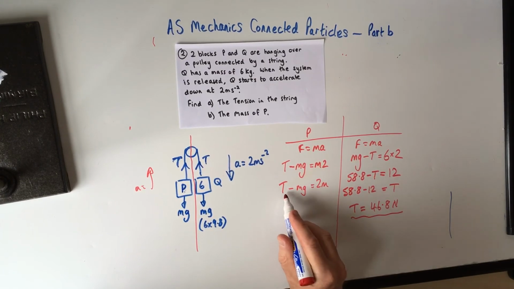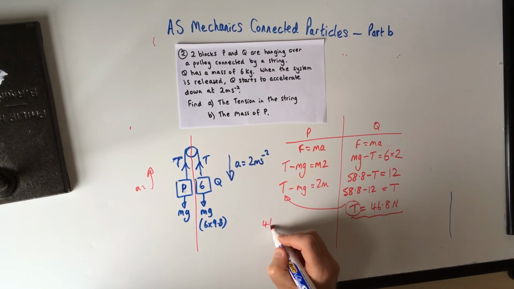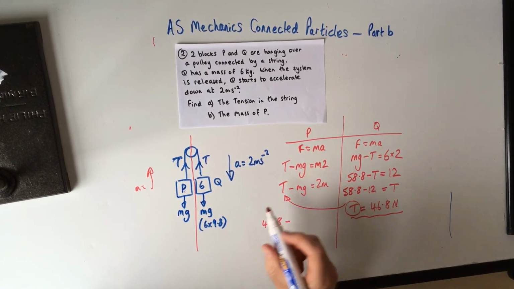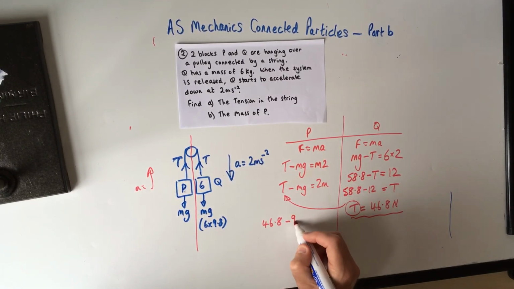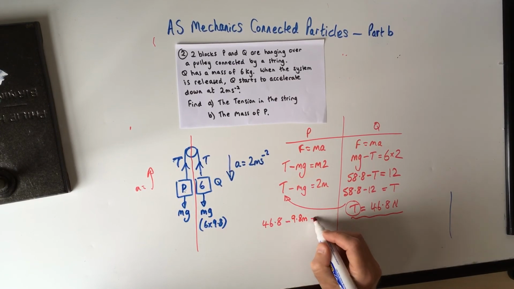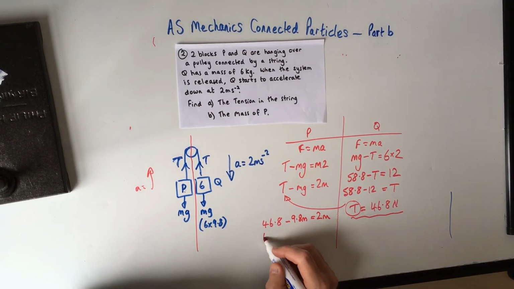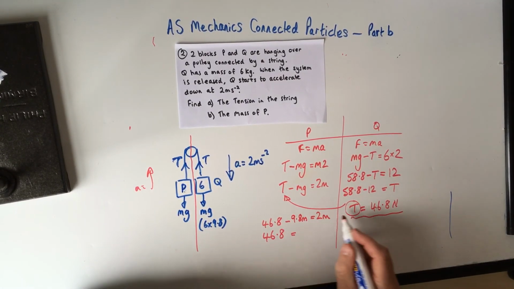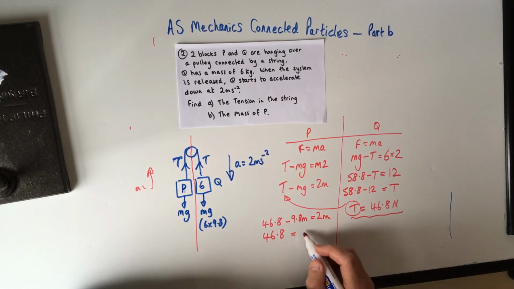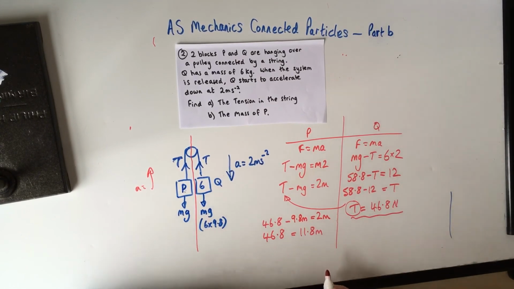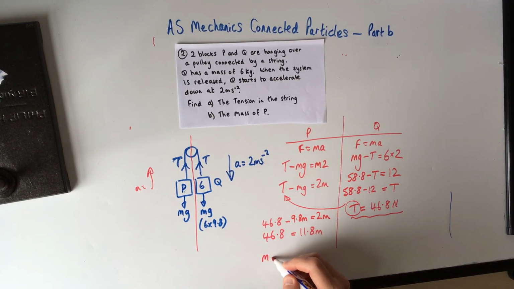We're going to put that into this one, so we can take that and put it into there, and now we can go 46.8 minus mg, where m is the mass of P. We know that gravity is 9.8, so 9.8m is equal to 2 times the mass, the acceleration times the mass. So therefore we get 46.8 is equal to, add 9.8m to both sides, and that's 11.8m, and then we divide both sides by 11.8 to find the mass.